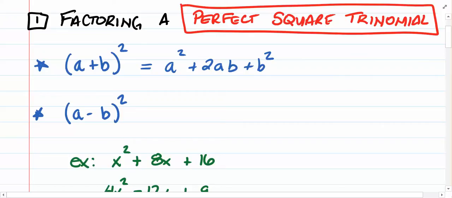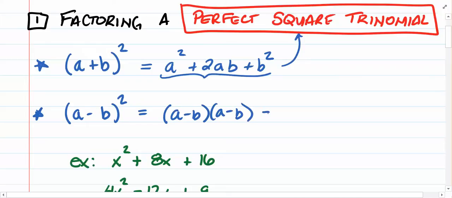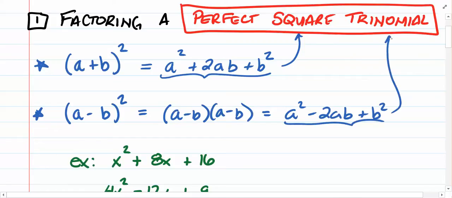Whenever something takes this form, it is called a perfect square trinomial. Same thing with down here, a minus b squared. You'll recall, this means a minus b times a minus b, right? And this always ends up being a squared minus 2ab plus b squared. And again, this is called a perfect square trinomial.